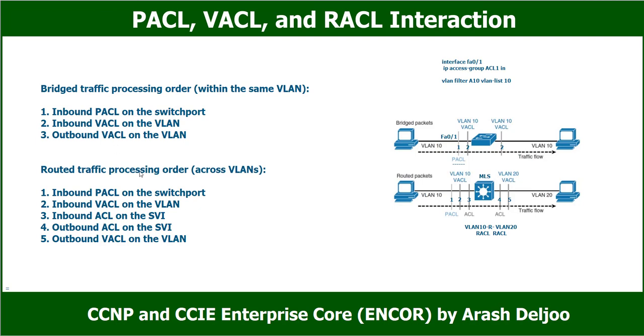About the routed traffic processing order, we can say first PACL, second VACL on the source VLAN, third the incoming RACL or inbound ACL, the RACL on the source VLAN SVI or switch virtual interface, then the outgoing RACL on the destination VLAN interface or SVI, and finally VACL on the destination VLAN. This is the order. This is the PACL, VACL and RACL interaction.